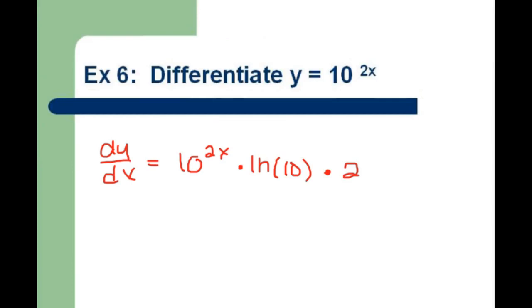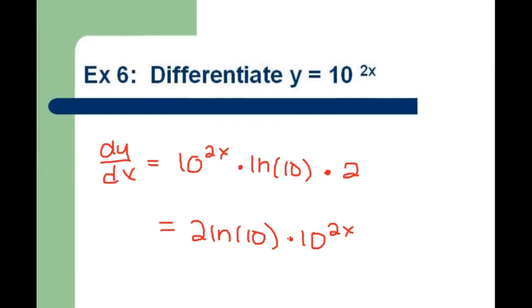These don't really simplify. Do not multiply 2 and 10. Everybody wants to make it 20. Order of operations says you have to do 10 to the 2x before you can multiply the 10 and the 2. Don't multiply them. The only thing you could really do if it bothered you is rewrite that as 2 ln 10 times 10 to the 2x. Good?